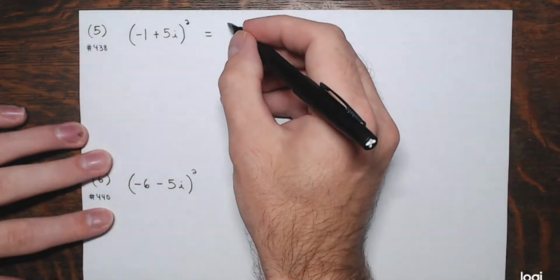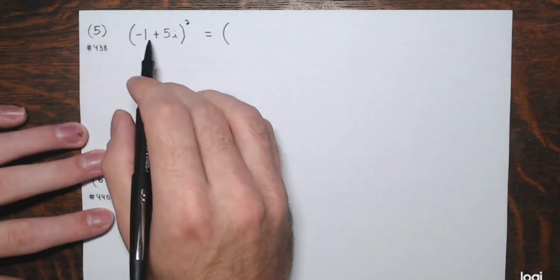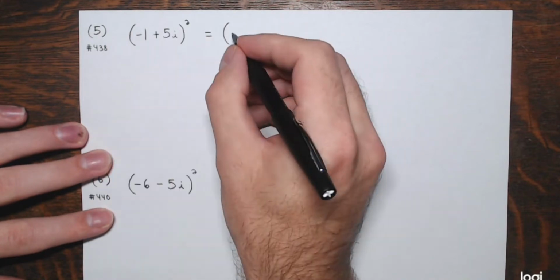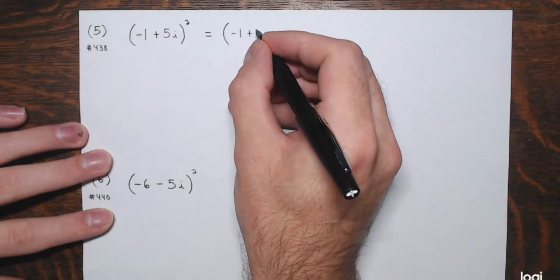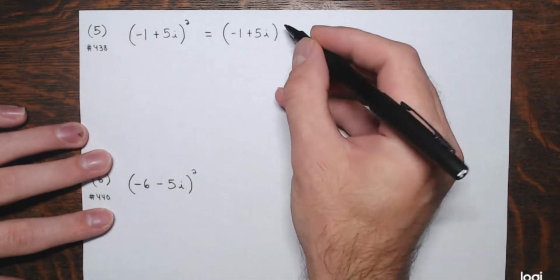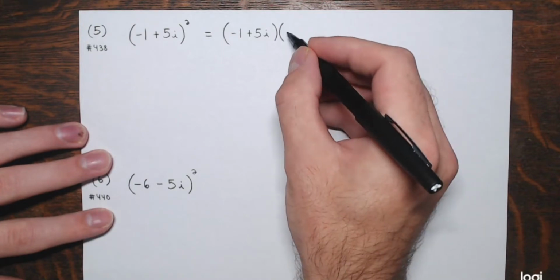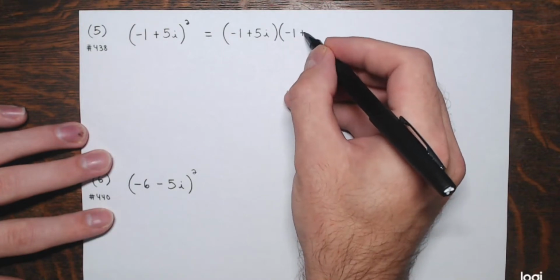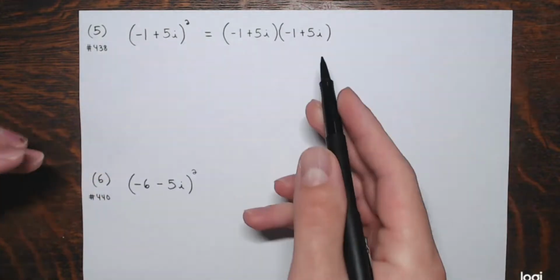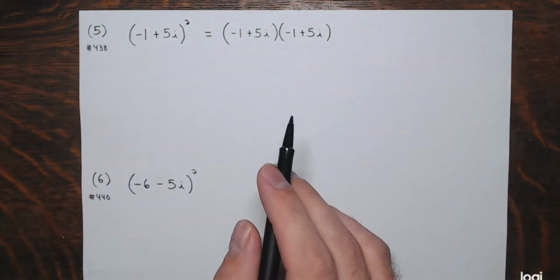What it means to square something is, you take that number in the parentheses, you take the base on that power, negative 1 plus 5i, and square it, multiply it by itself. Negative 1 plus 5i again. And then it becomes no different than examples 4 and 3.